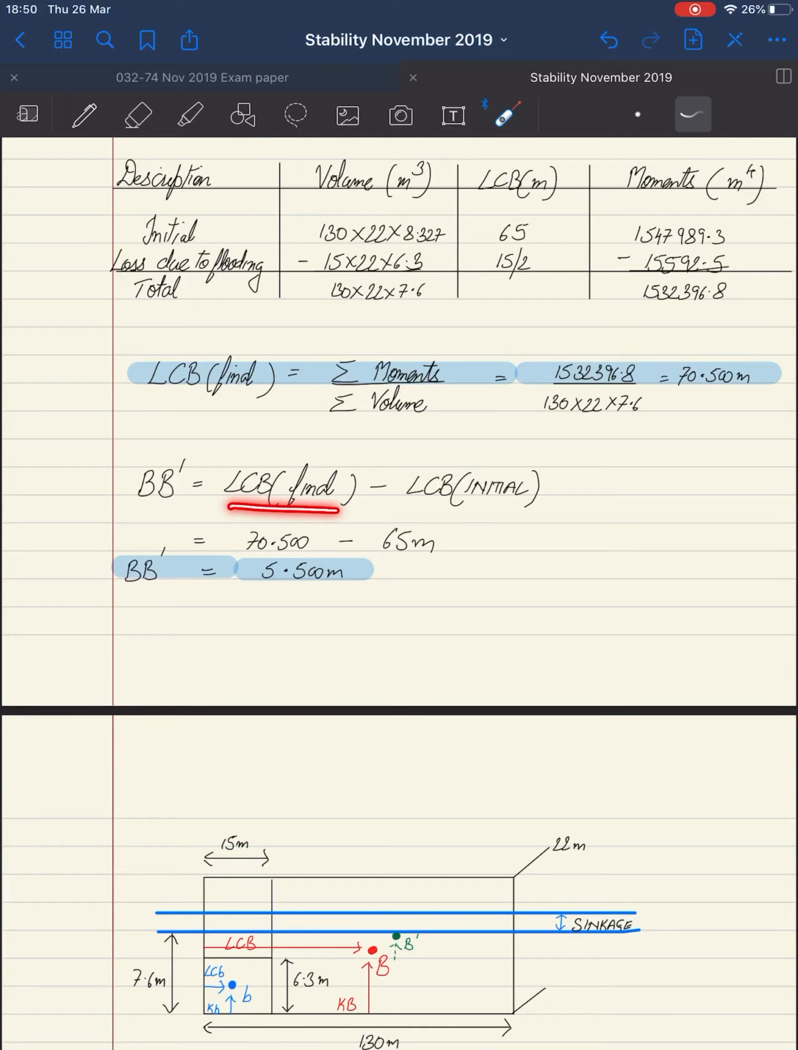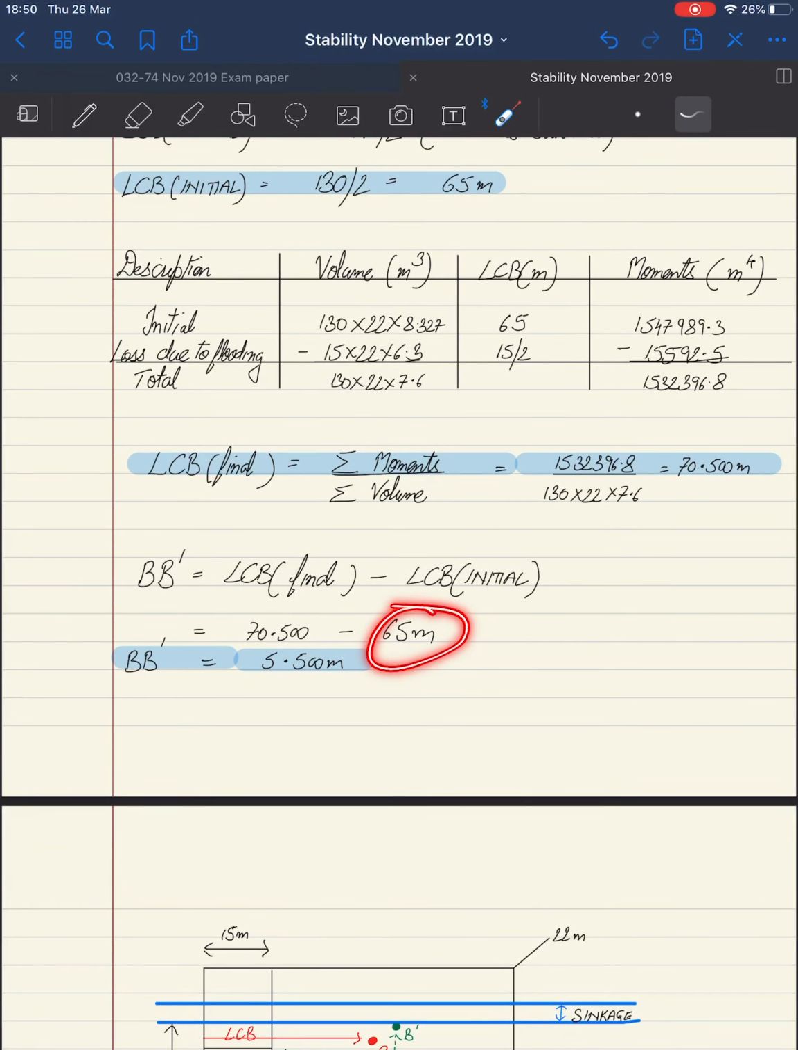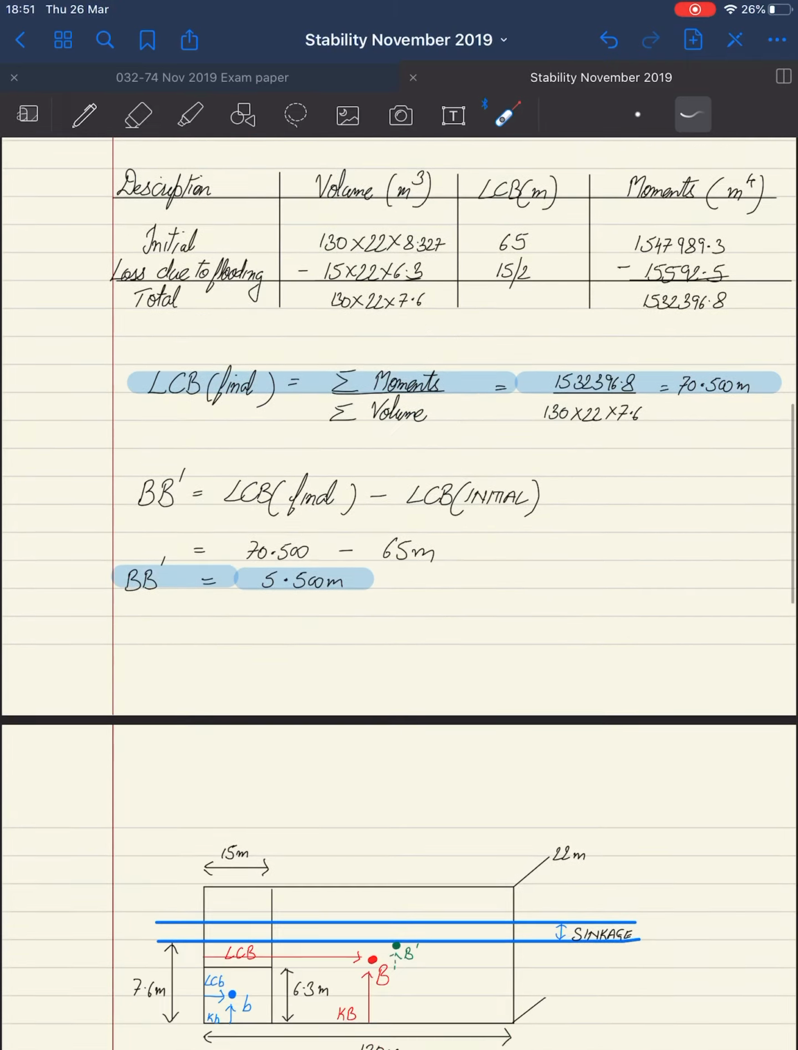Next step is to find out the BB dash with respect to the longitudinal center of buoyancy. So our initial LCB and final LCB, these are the two values. If we take them off from one another, we will get the final BB dash with respect to the longitudinal extent. So our LCB final was 70.500 meters, which has come from here, and 65 meters is half of the vessel's length.